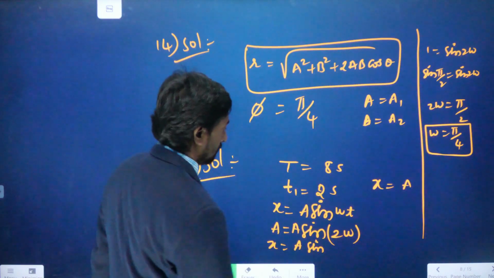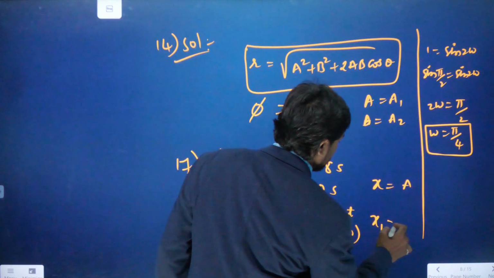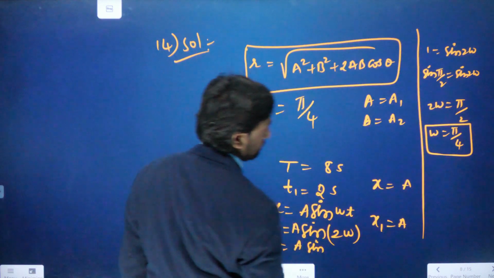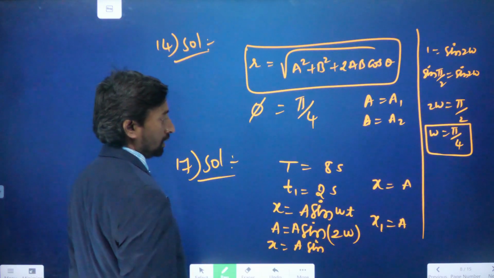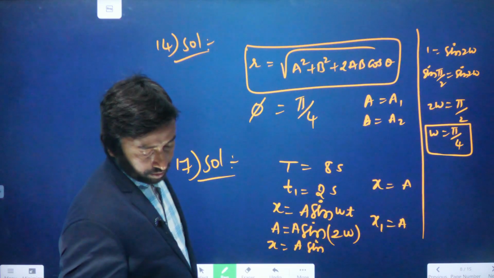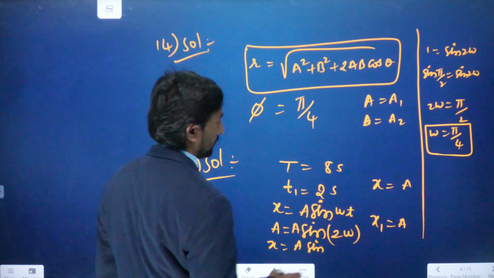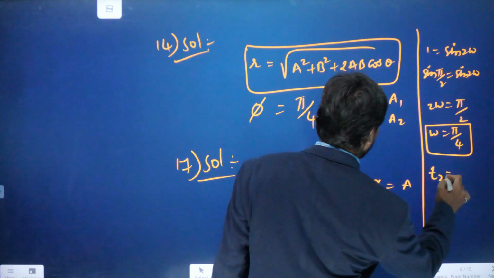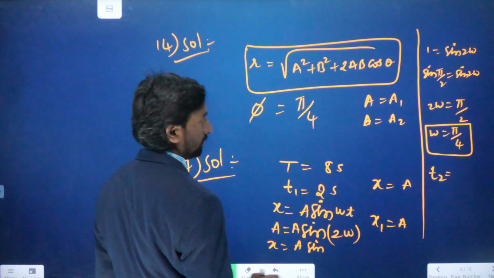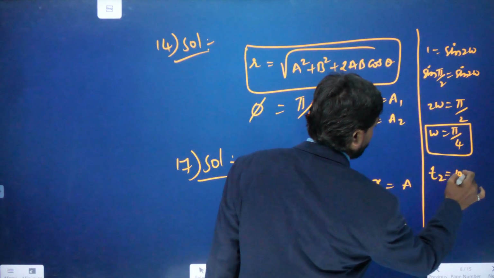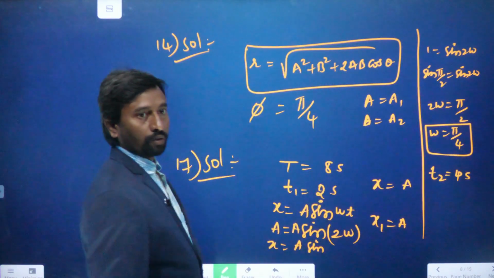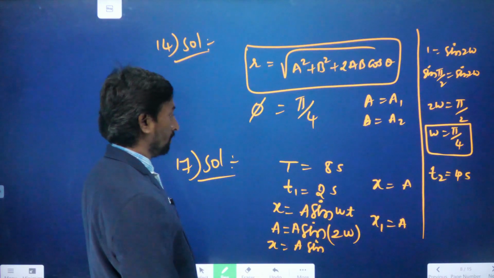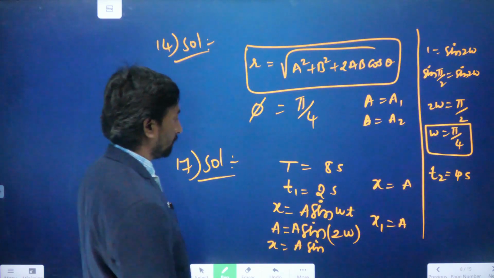So now that means here x1 is equal to a, we will get there. Then in the second, okay, in the second, we have to take x2, that means t2 is equal to, in the second, the time period will become here 4 seconds. Okay, we can take 4 seconds there. Then for 4 seconds, what will it be?